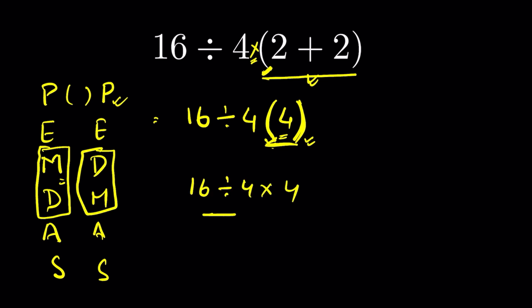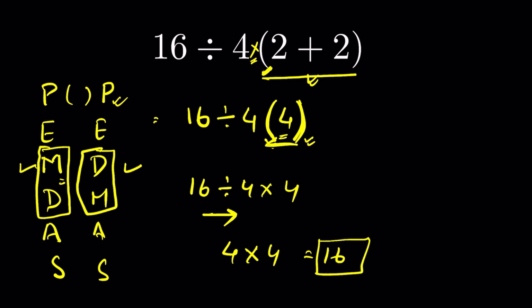Now going from left to right, we have division first. So either you follow PEMDAS or PEDMAS, going from left to right, you have division first, so you will be doing division first. So it is 16 ÷ 4 is 4, then 4 times 4 is 16. So 16 will be the correct answer.